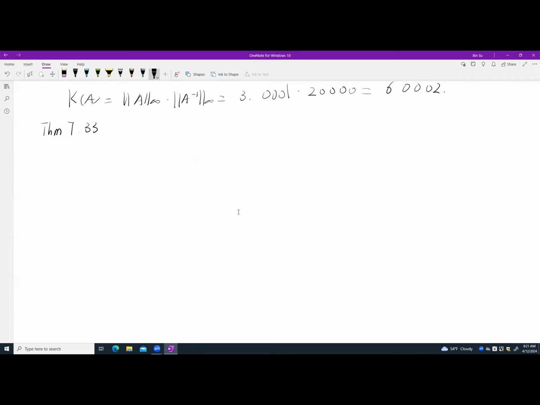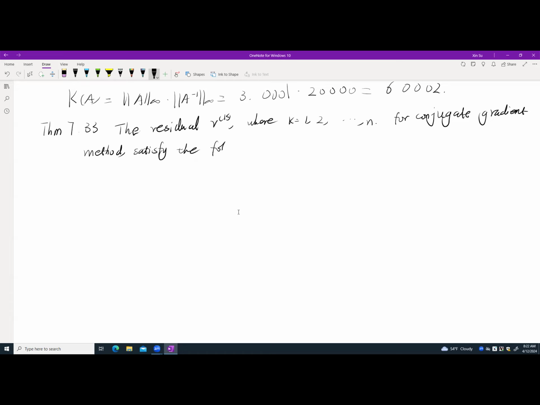For the conjugate gradient methods, we have the search directions, and the search directions are A-orthogonal sets. They satisfy, and so the residue satisfies the following equations. That equation is just that rk, the residue, is orthogonal to that A-orthogonal set, for i from 1, 2, up to k.